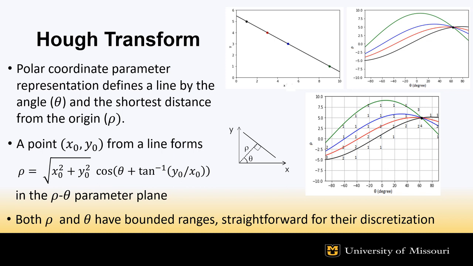As we did in the Cartesian coordinates, each of the points are transformed, and the intersection is calculated to be approximately rho equals 4.9 and theta equals 63.44 degrees, which corresponds to our line shown in the first image. Since both rho and theta are bounded and known, it is not as computationally complex. In our research, we will be using the polar representation.